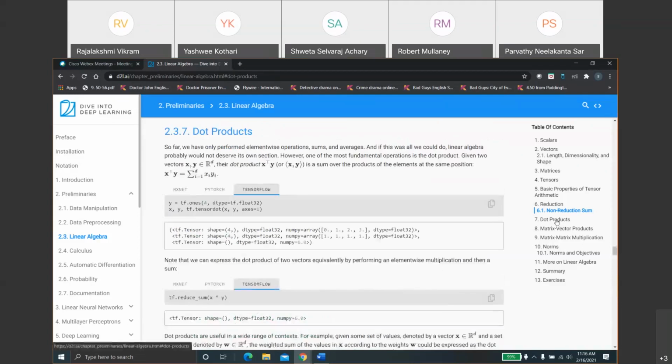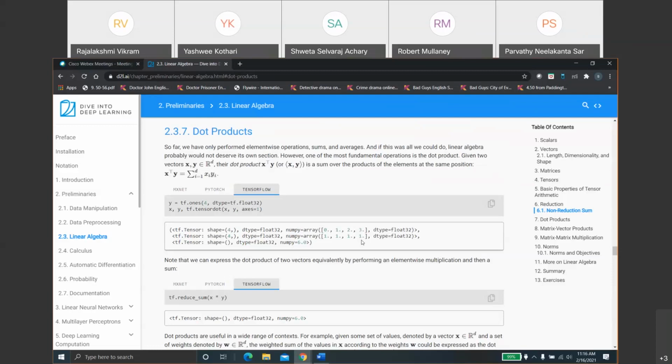What is a dot product? A dot product is basically the summation of all element-wise products. So for 2 tensors, what will be the dot product? 0 into 1 plus 1 into 1 plus 2 into 1 plus 3 into 1. This will be the dot product.